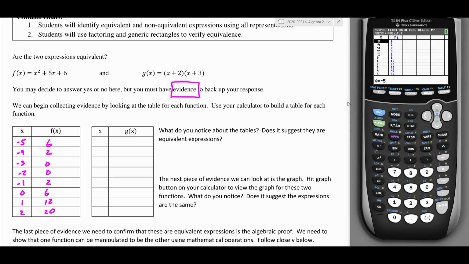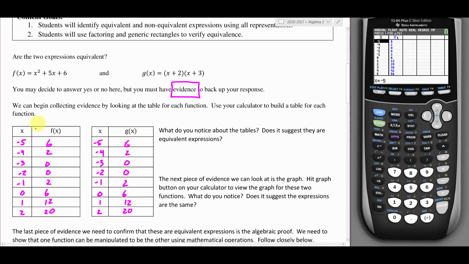So I'm going to get the same inputs, right? So whatever inputs you put in your first table, you want to make sure you put that in your second table too. So those are going to be automatic. All right, so -3, -2, -1, 0, 1, and 2. And then I go get my outputs here in the y column. So we've got 6, 2, 0, 0, 2, 6, 12, and 20.